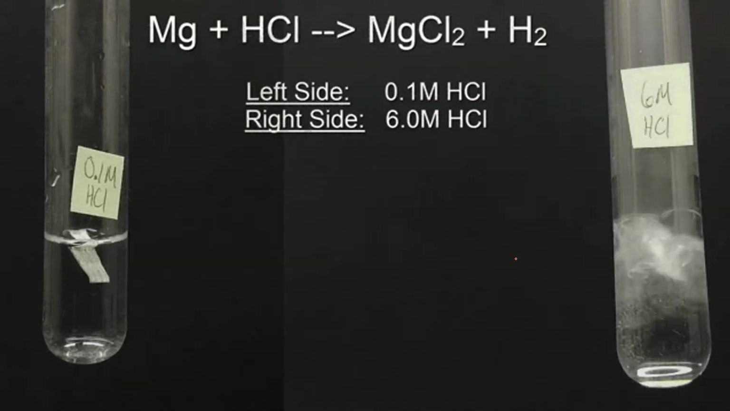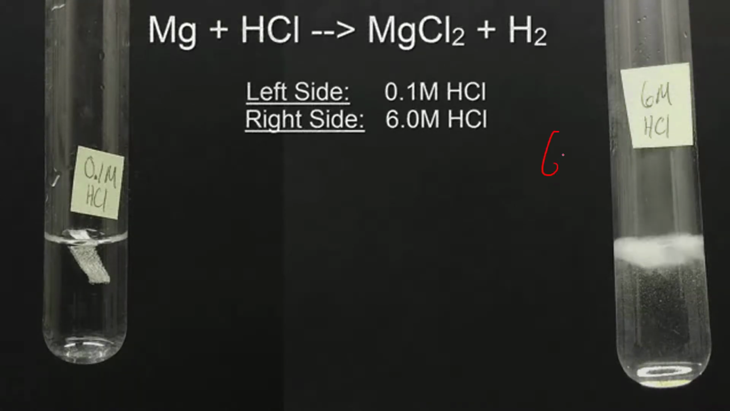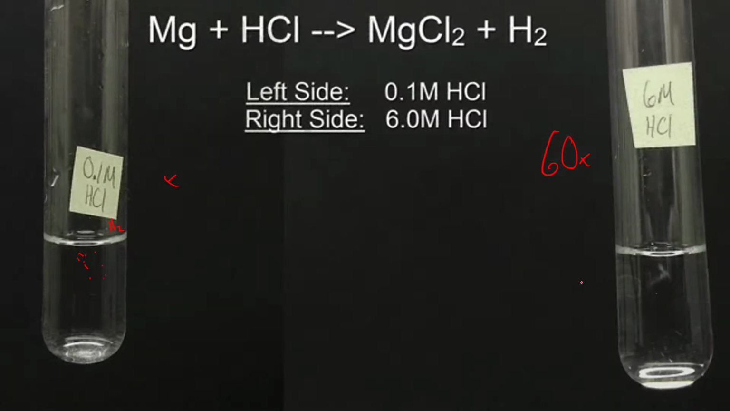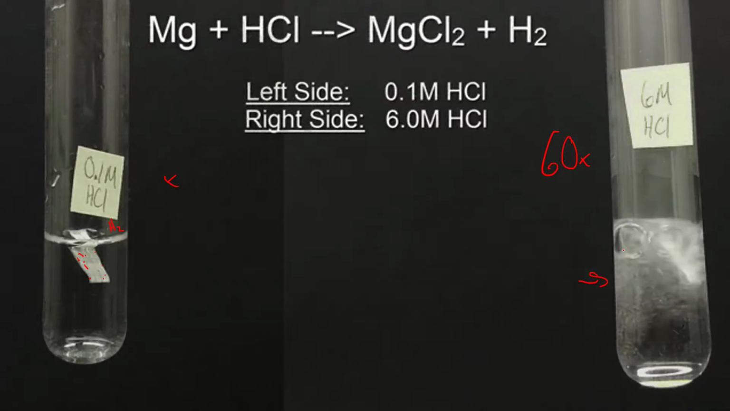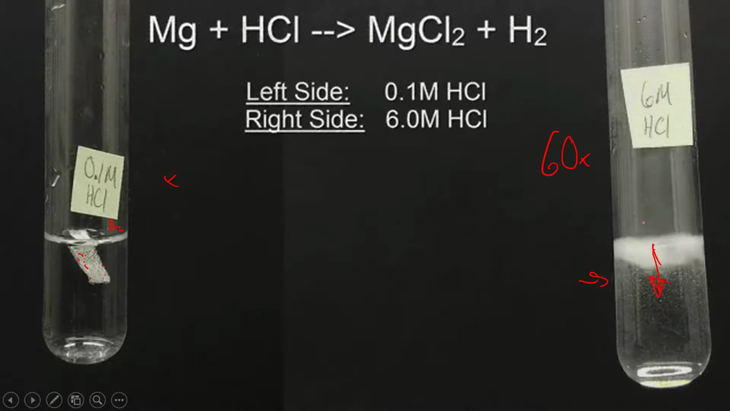I have 0.1 molar hydrochloric acid on the left, and I have 6 molar hydrochloric acid on the right. So this is roughly 60 times more concentrated than what's on the left side. So you can see on the left side, we start to get little dots forming, and you can see reactions occurring. We're making the hydrogen gas. That's pretty obvious. But if you look on the right side, you can see it's happening much more rapidly. This piece of magnesium can't even drop down into the water because there's so many bubbles forming on it.